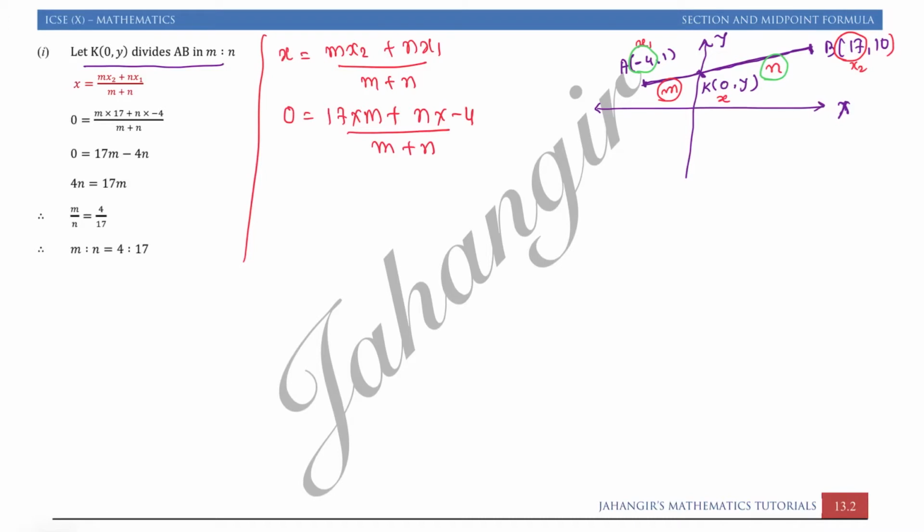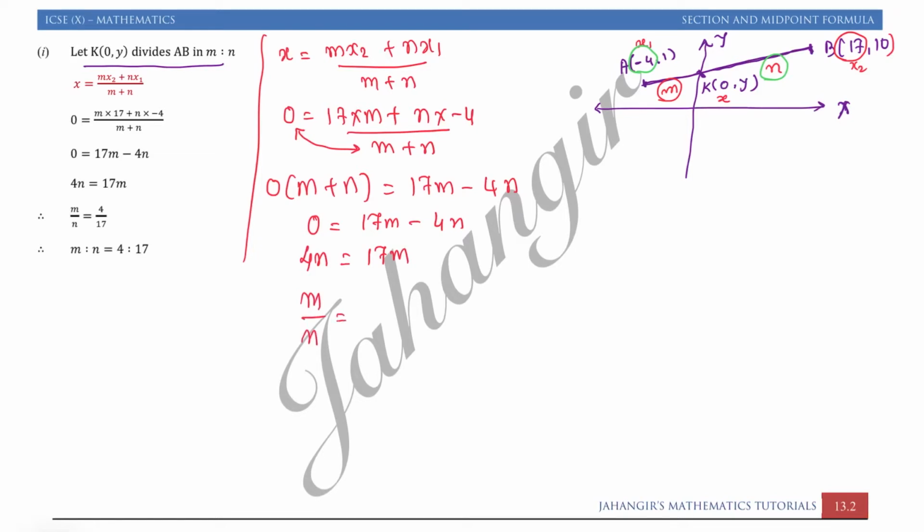So cross multiplying, 0 into m plus n is equal to 17m minus 4n. So 0 is equal to 17m minus 4n. 4n you can shift to the left side, that is 17m equals 4n. So therefore m upon n is equal to 4 upon 17. So therefore we can say the ratio in which K divides AB is 4:17. This was a straightforward concept based question.